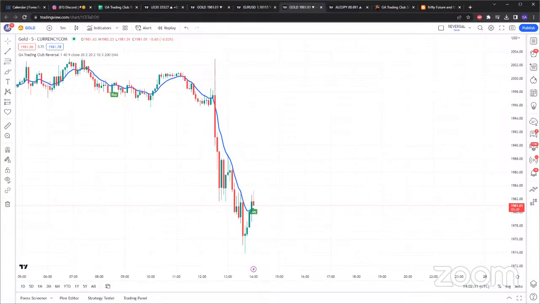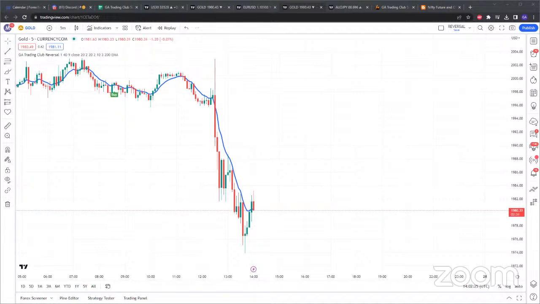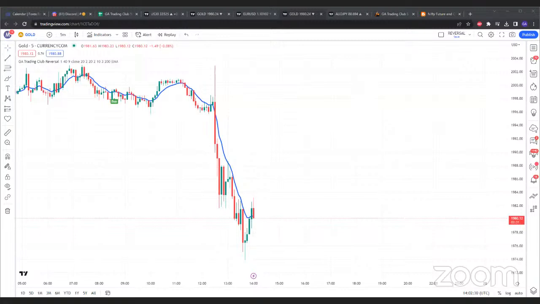But we need that candle to close, because remember, you can get faked out and this candle can actually close below. So that's why you always want to wait for confirmation. It's interesting. Okay, we'll just wait for that.